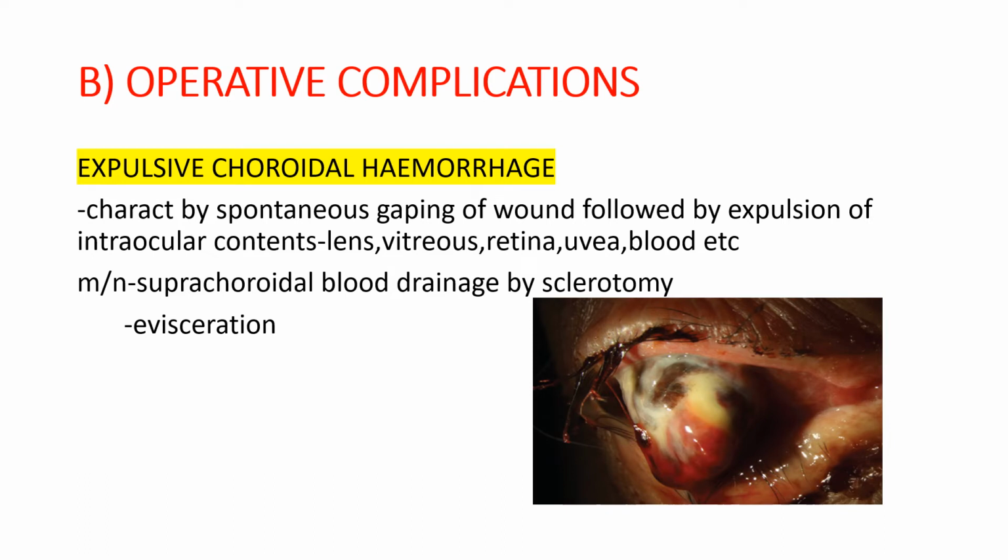So here in the picture, evisceration of the eye. You can see intraocular contents coming out. In this picture, the surgery that has been done is keratoplasty, in which the cornea of the recipient has been removed, which has been followed by the expulsion of the lens and uveal tissue. The black thing you see here is the uveal tissue. So what is happening here is expulsive choroidal hemorrhage. It's a dreaded complication and it ends up in evisceration.